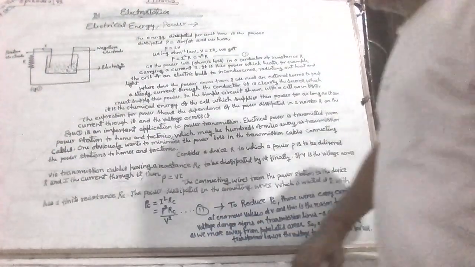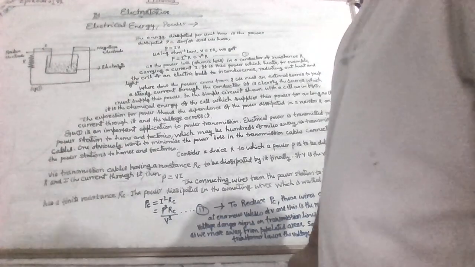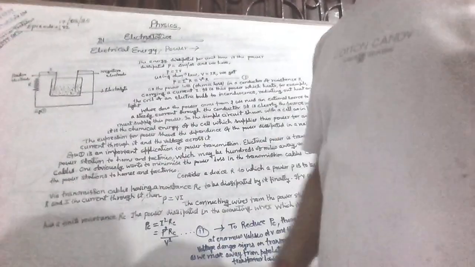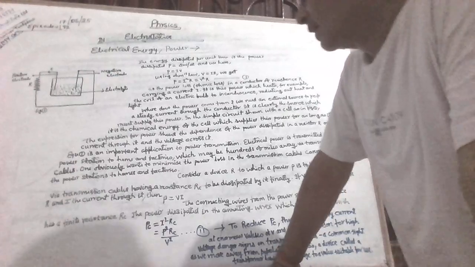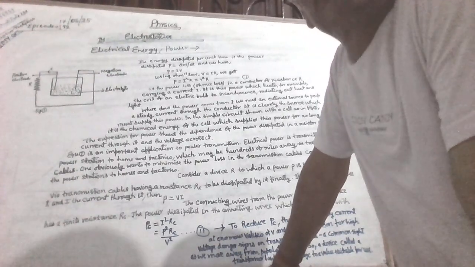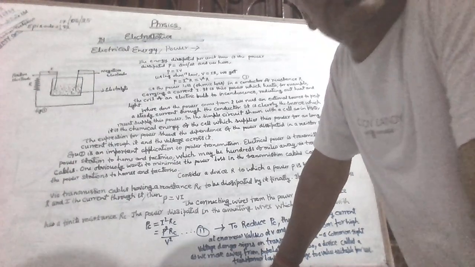So, for transmission of power from one place to another, from the power station to the power grid, we transmit power at a very high voltage, that is 1,33,000 volts, and for domestic purposes we use power at 440 volts. So, transformer.